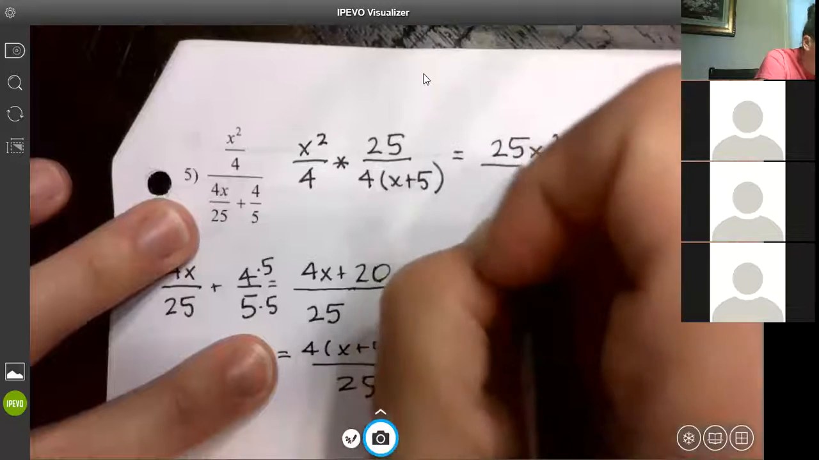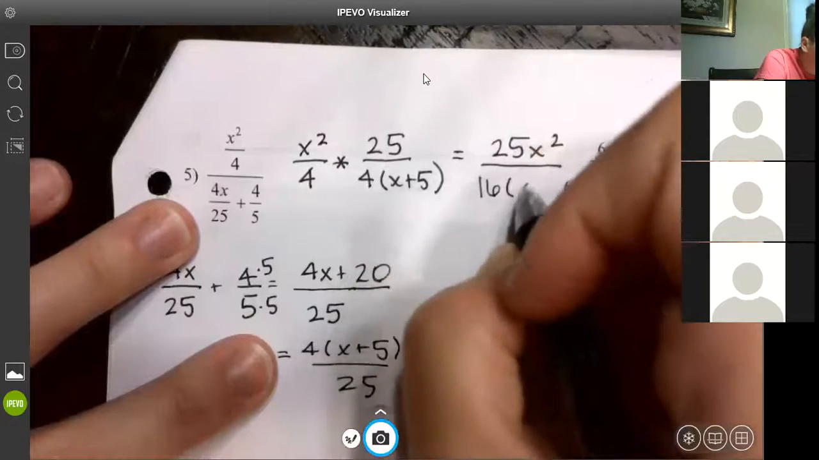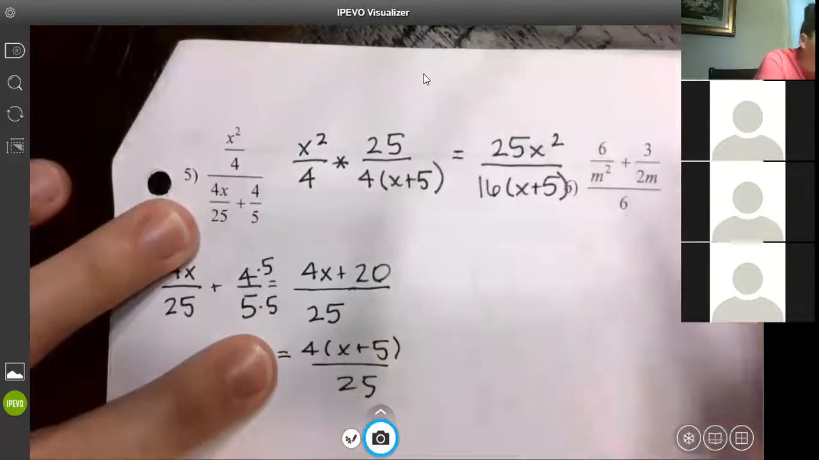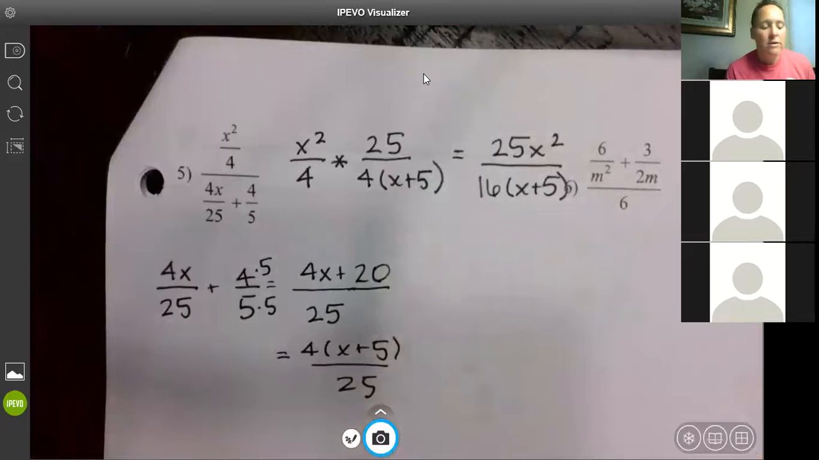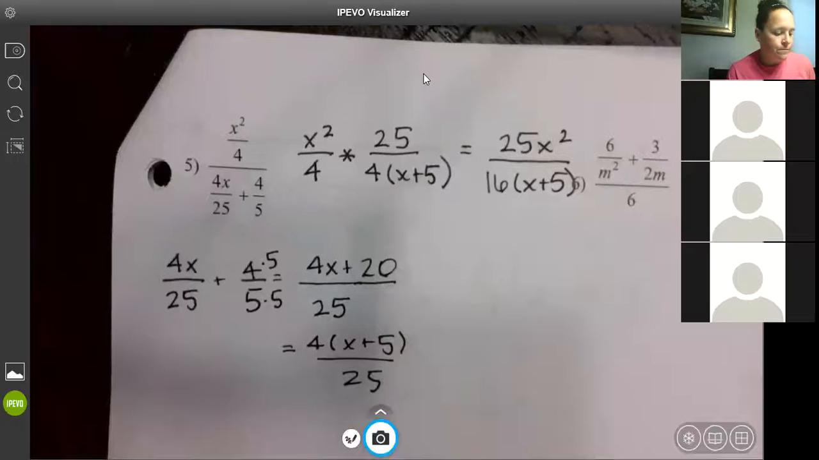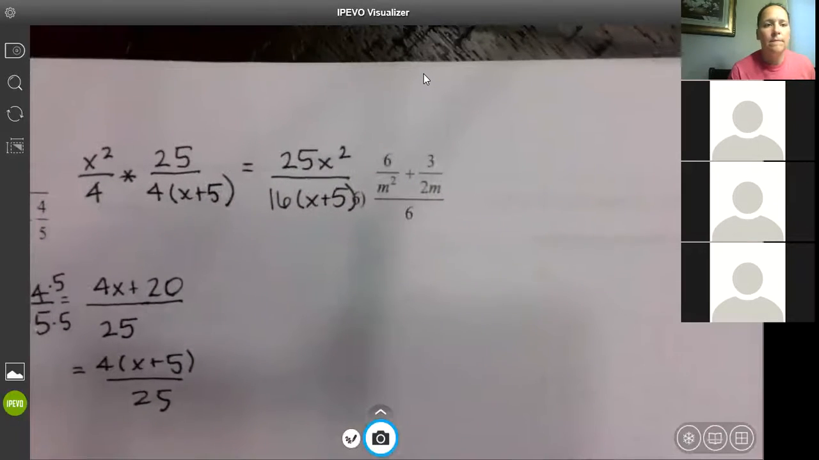25x squared. 4 times 4 is 16. And then we have a set of parentheses, x plus 5. Guys, that's all you do. And again, sometimes it'll cancel out and sometimes it won't. All right, look at number 6.